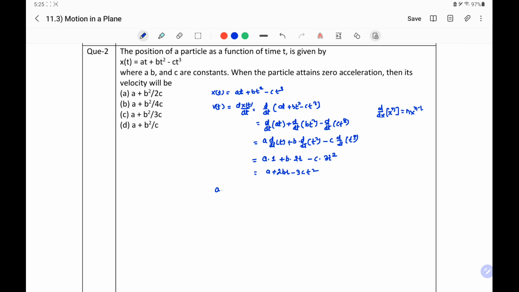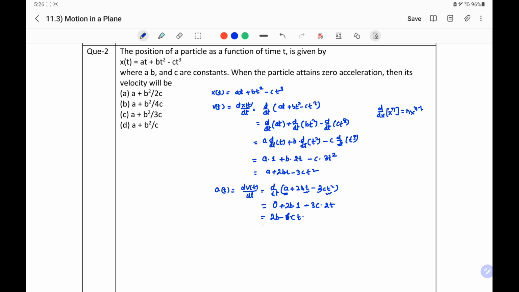Similarly, we can further find the acceleration by differentiating the velocity with respect to time. So we will have differential of (a plus 2bt minus 3ct square), and proceeding as above, a is constant, so differential will be 0, plus 2b into differential of time, which will be 1, minus 3c, and differential of t square will be 2t. So we will have 2b minus 3 into 2, that is 6ct.